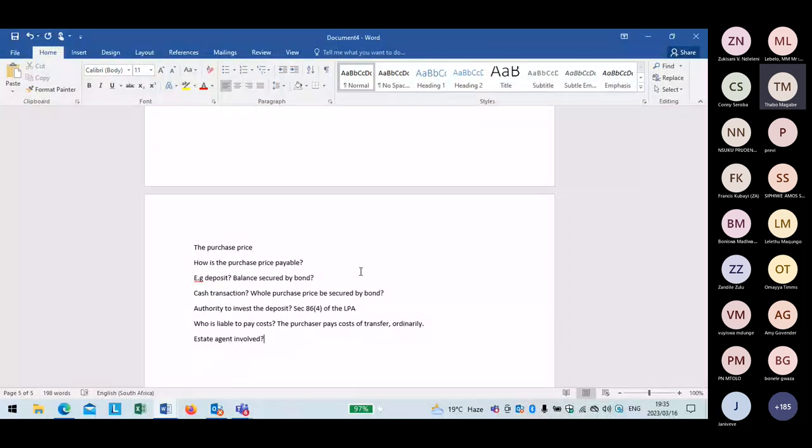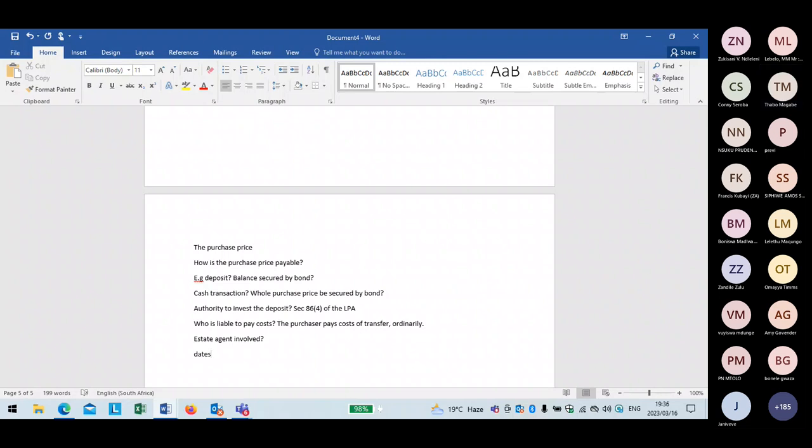In other words, from the purchase price that is due to the seller, you will deduct the estate agent's commission. It is the responsibility of the seller to pay the estate agent. It is the seller who commissioned the estate agent. So before you pay the seller, first deduct the money that is due to the estate agent, pay the estate agent, thereafter you will pay the seller.